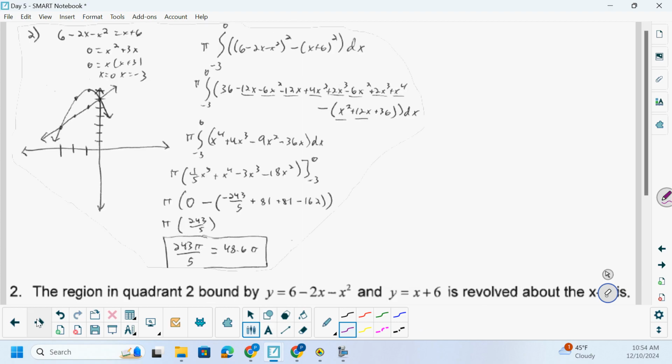Going over to number 2, we had our region intersecting at x values of 0 and negative 3. We're revolving around the x-axis. So we have a gap between our region and the x-axis. So an example washer is going to look something like this. So here is our outer radius.